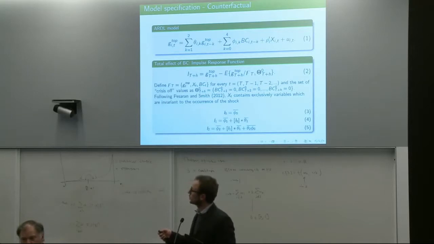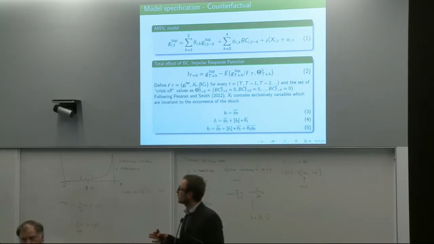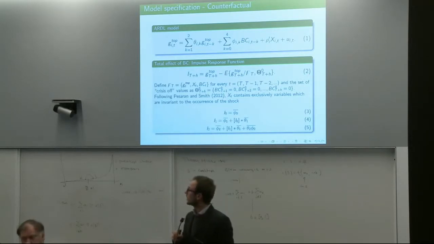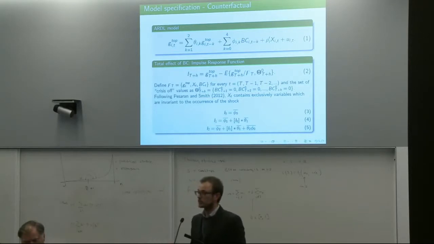We cannot simply use any type of control variables. We follow the ex post counterfactual approach by Pesaran and Smith. It's a very recent paper, but it's very clear and neat. And what they say is that in order to calculate and to estimate your total effect, the total impact of the impulse coming from the banking crisis, all you need to have is a reduced form model like this one, where you control exclusively for variables which are invariant to recurrence of the crisis.